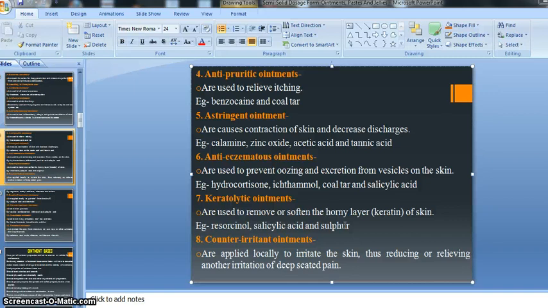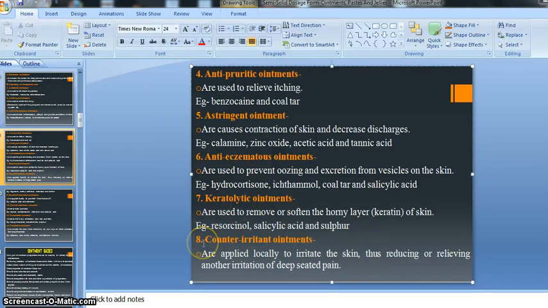So in this way the keratolytic ointment is classified on the basis of its therapeutic uses, right. Then resorcinol, salicylic acid and sulfur. These are the names of keratolytic drugs, and these drugs are dispensed in the form of ointment for the treatment of skin conditions, right. That is resorcinol, salicylic acid and sulfur. So this is about the keratolytic ointment.